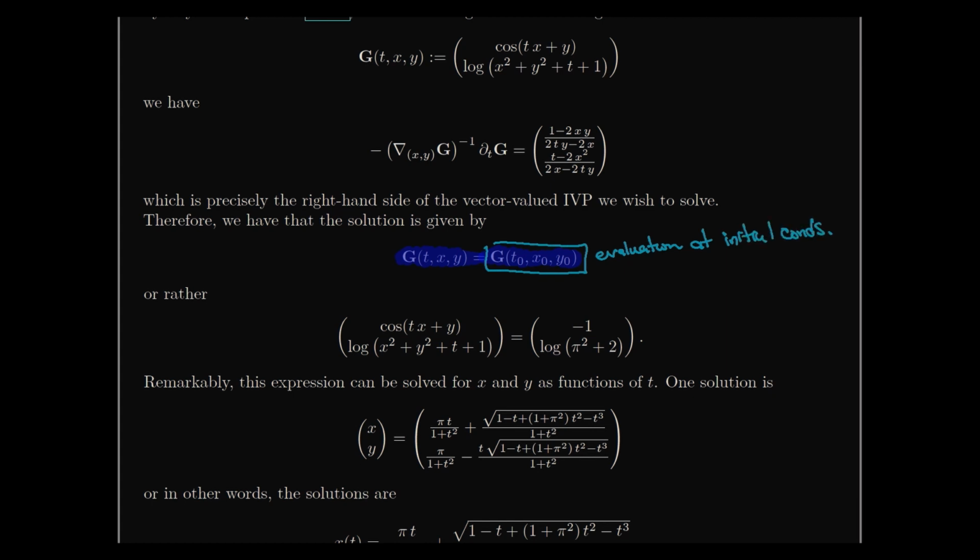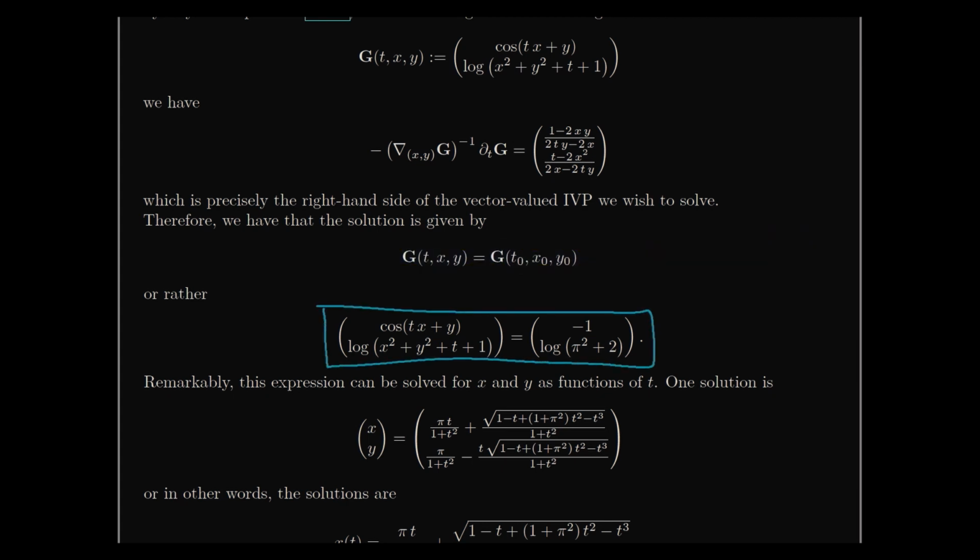So you evaluate at the initial conditions, you set it equal to that, and we see that this is an implicit solution. By implicit, what do I mean? I mean we have a relationship between x, y, and t. As long as there's enough information here, which there definitely is, we could solve this for just x and y in terms of just t.